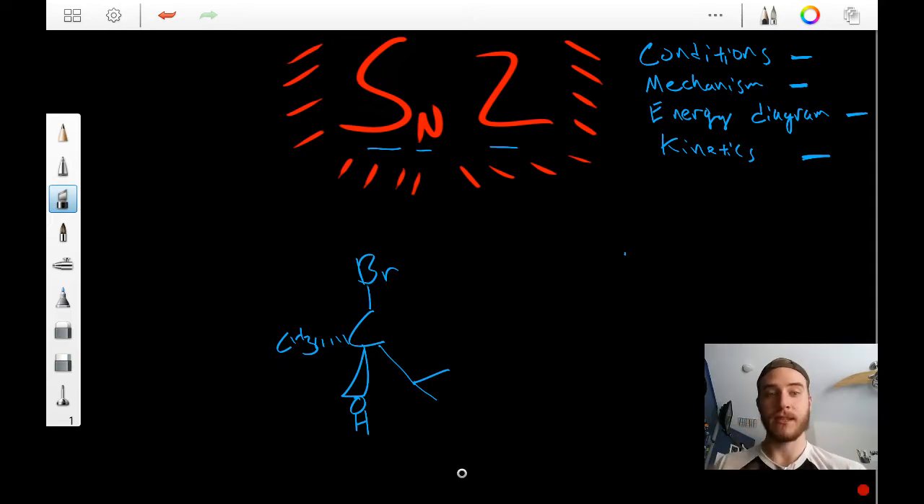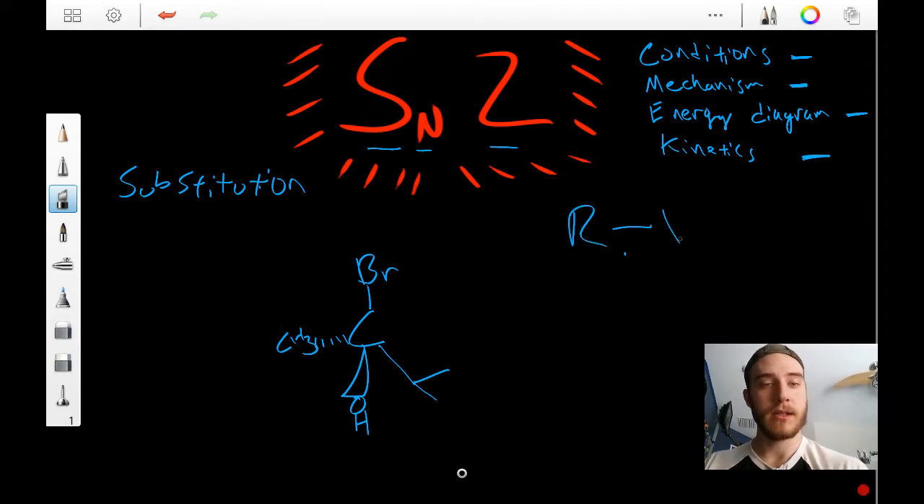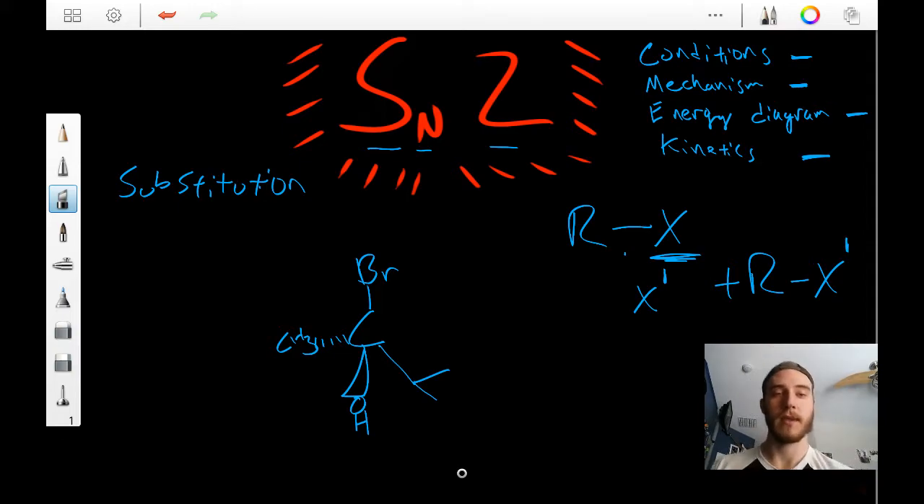We call it SN2 because it is a substitution reaction. So we have something like an alkyl group bonded to, let's say, a halide, and we end up substituting this halide with a different one. So that's all it is. We end up with an R-X prime with the new halide.